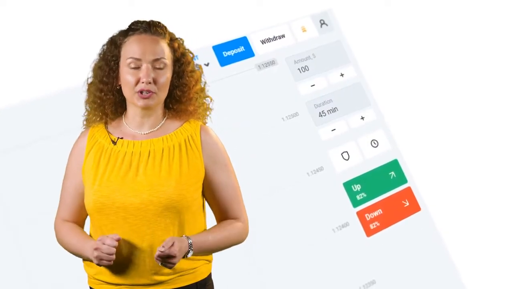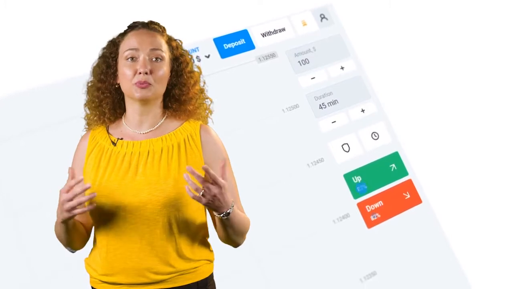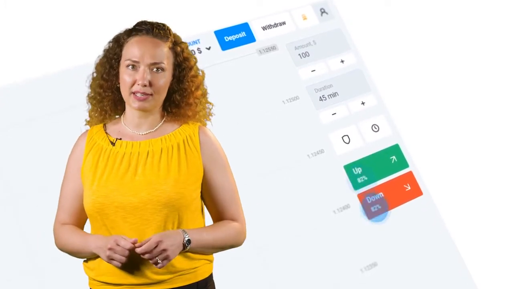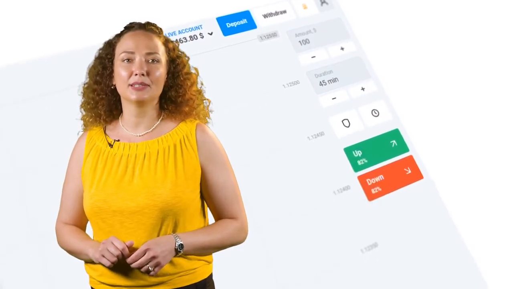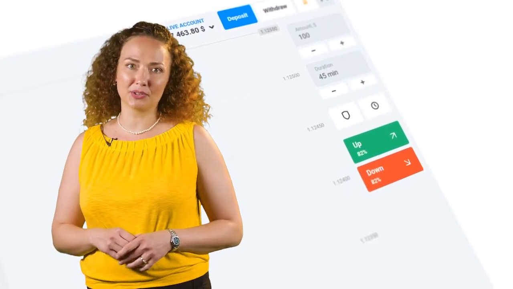Your profit will be fixed at the rate of return, which you can see next to each asset. This means that if you enter a trade with $100, the rate of return is 82%. If your prediction is correct, your profit will equal to $82. As you can see, Olymp Trade provides a high rate of return, which means a high profit.